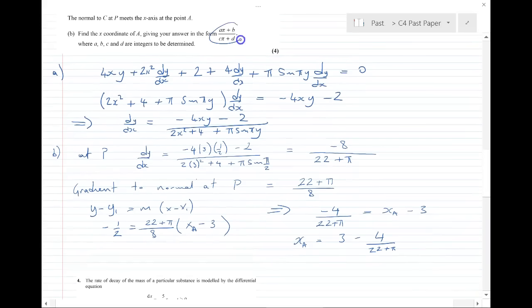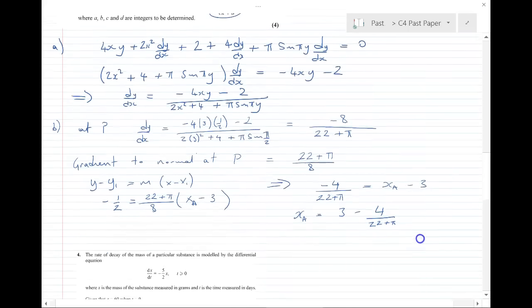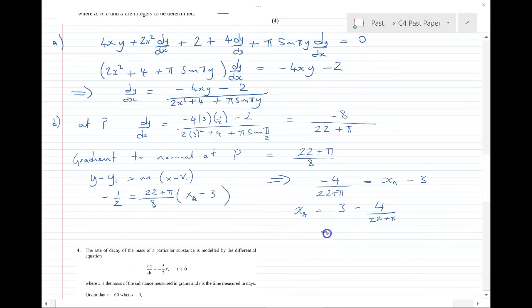And it wants it in this form, so we can't leave it like that. So that's 66 plus 3 pi over 22 plus pi, putting over a common denominator, minus 4 over 22 plus pi. So that comes to 62 plus 3 pi over 22 plus pi.